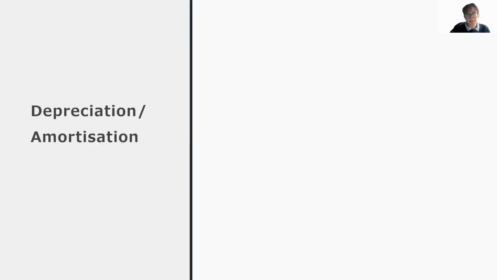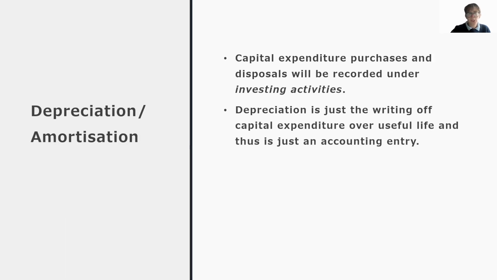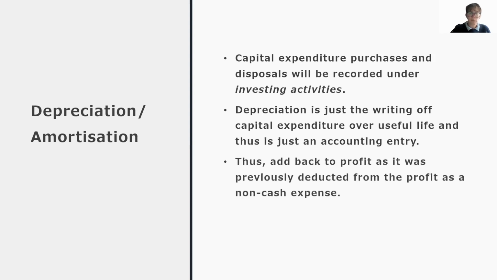So let's have a look at depreciation and amortization then. Capital expenditure purchases and disposals are going to be recorded under investing activities. However, depreciation is simply the writing off of capital expenditure over useful life and is just an accounting entry. This means we need to add it back to our profit figure as it was previously deducted from the profit as a non-cash expense.